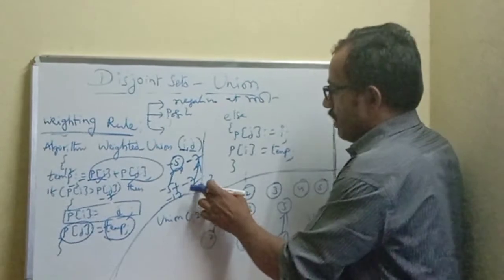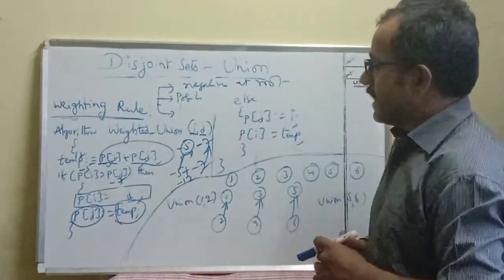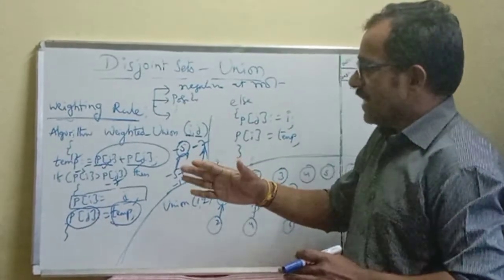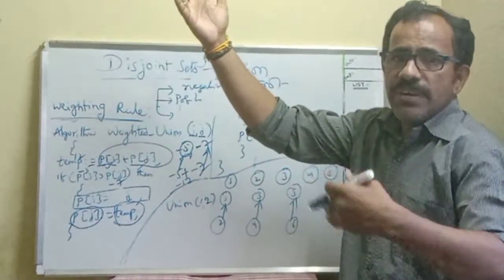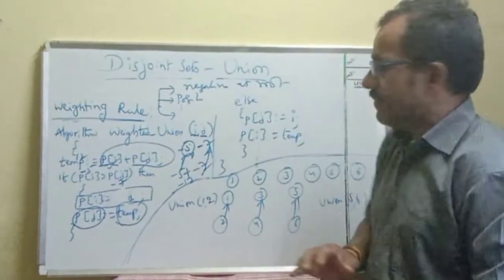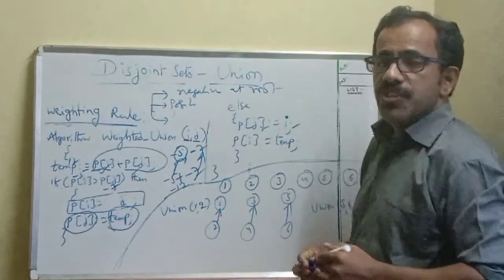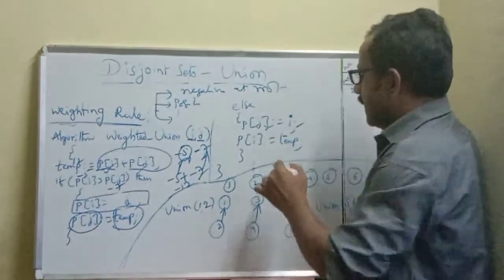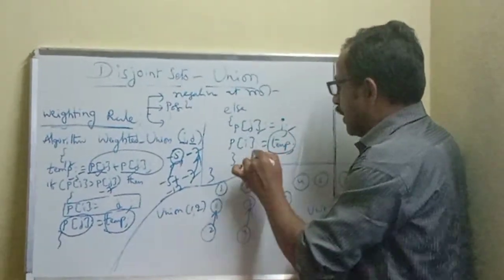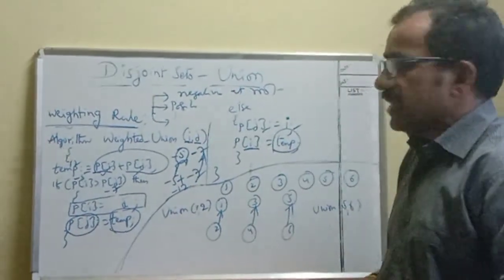Else otherwise, P of I is less than P of J. Means this number may be minus 5, this number may be minus 7. Okay? If P of I is less than P of J, means P of I has more number of nodes. Negative number is greater. Means that particular tree has more number of nodes compared to P of J. Then immediately make I as parent of J. Then attach this particular temporary value to P of I. Is it clear now? So according to weighting rule, we are supposed to construct a tree structure like this.